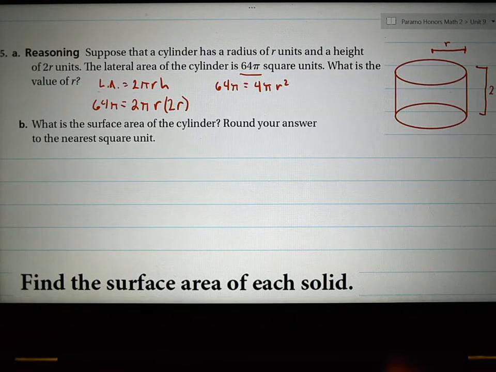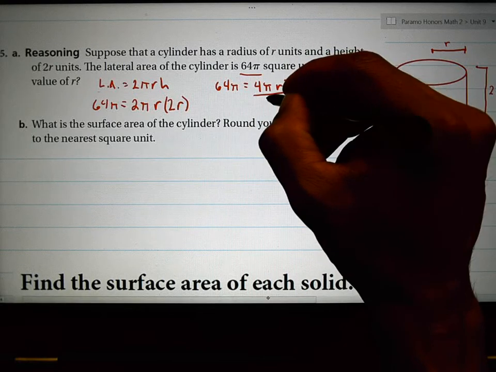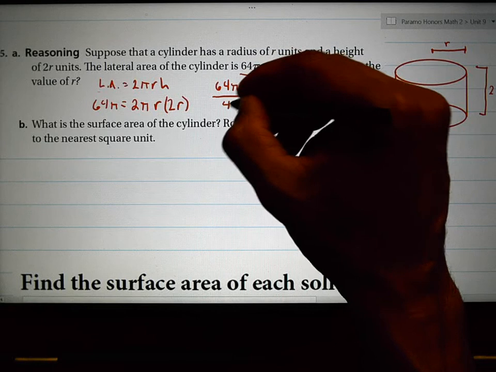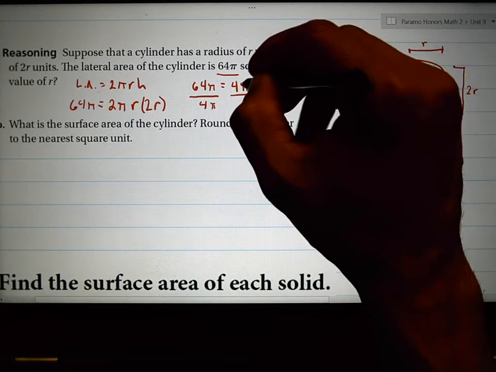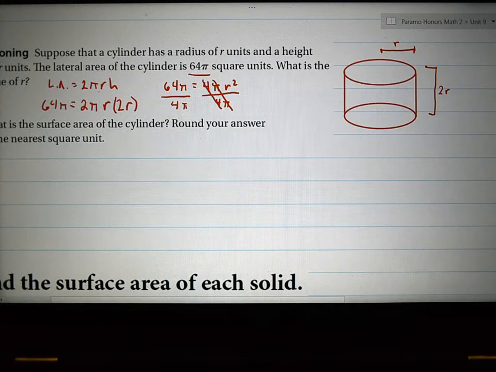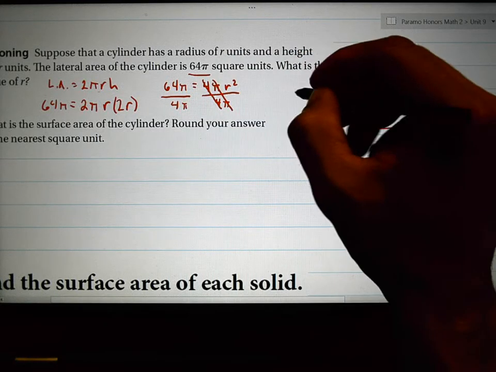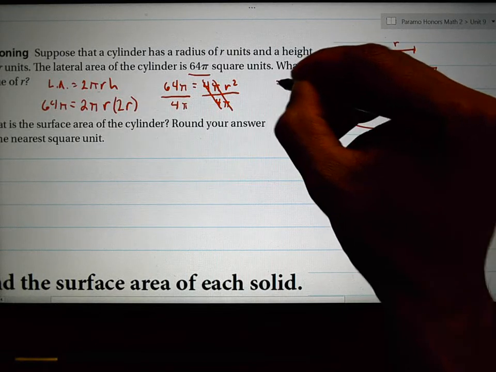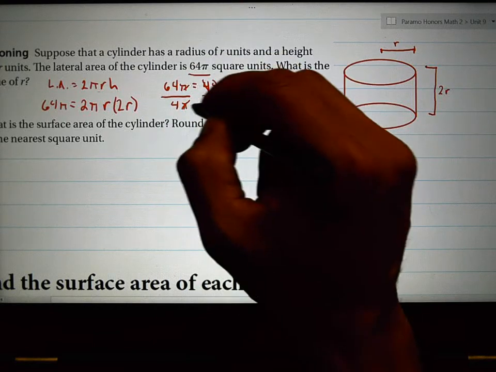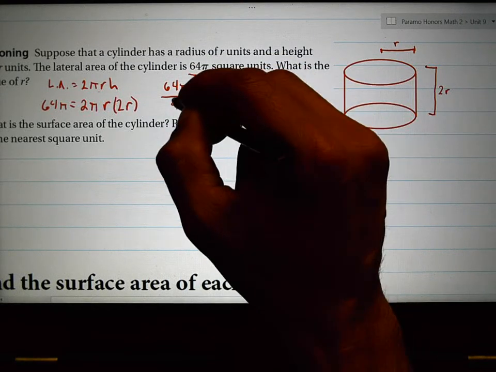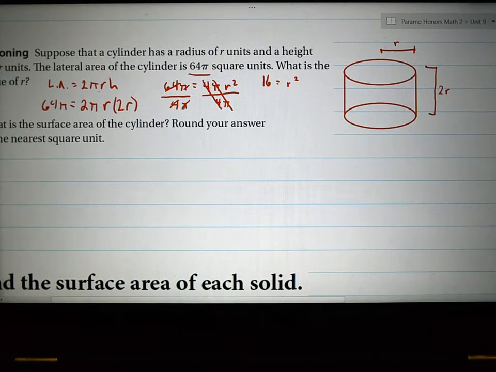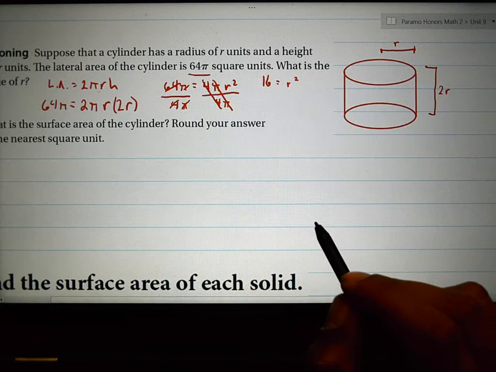I want to figure out what r is. I'm going to divide, not just by 4. I'm going to actually do this in 2 steps. I'm going to divide by 4 pi because then the pi's would cancel and the 4's would cancel on this side. What I would be left with on the right hand side is r squared is equal to pi goes into pi 1 time, 4 goes into 64 16 times. Does that sound right to you? Thank you. Now I have r squared equals 16.